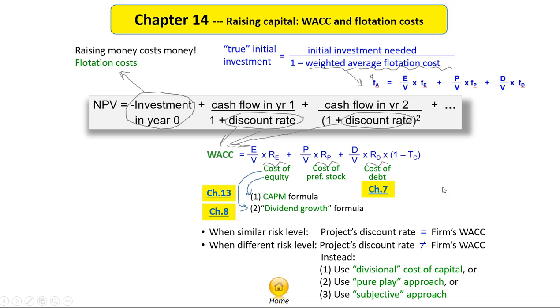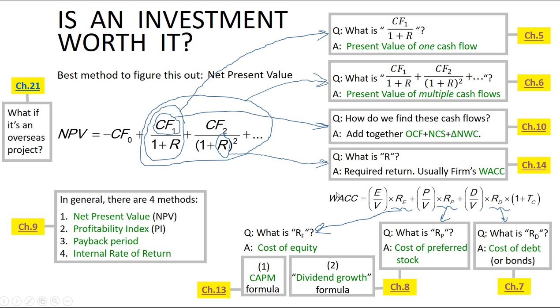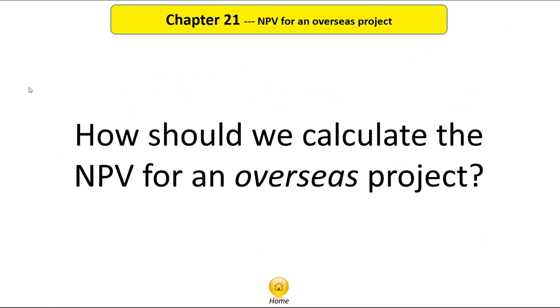Let's go back to the home page. So what's left is Chapter 21. What if it's an overseas project for which we want to find the net present value? Let's click on it. So how should we calculate the net present value for an overseas project?